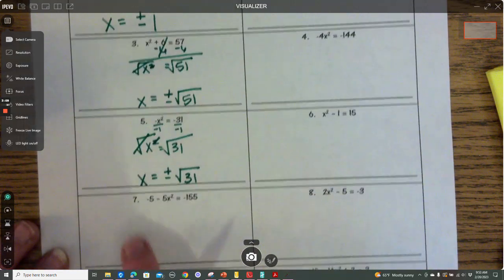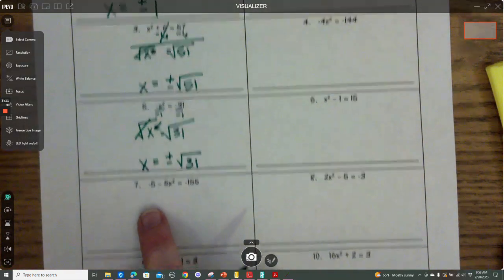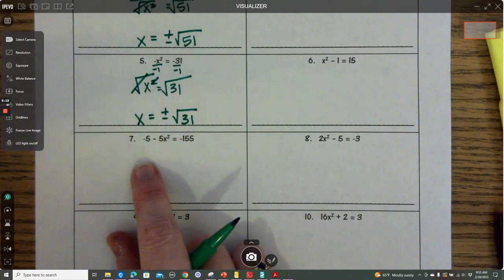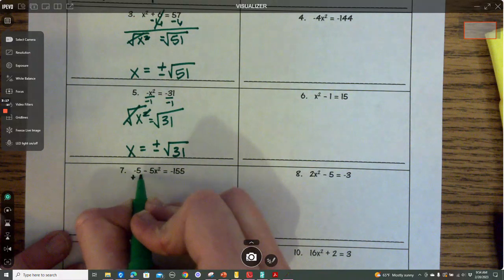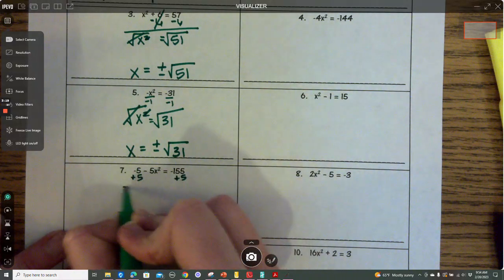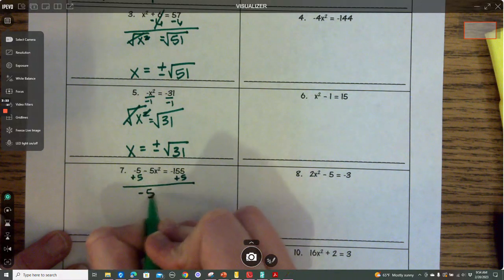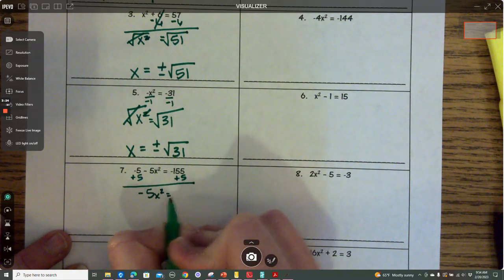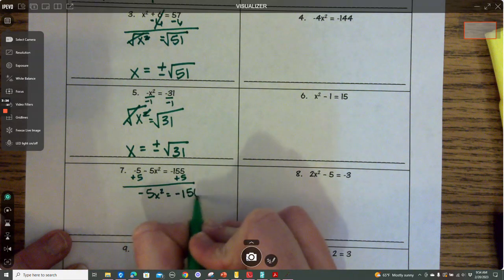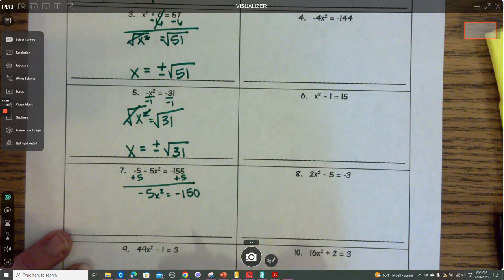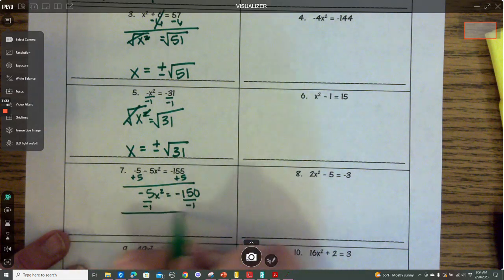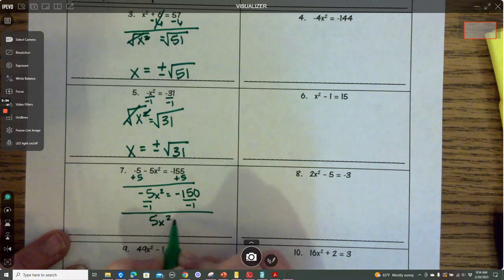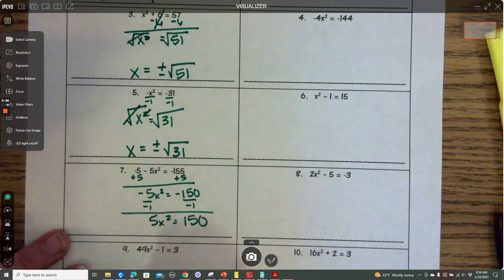I'm going to skip this one. Just make sure you're moving your pieces. And this one you're going to have to, well, let's get this one set up. So we're going to add 5 to both sides. So we're going to have negative 5x squared equals negative 150. And then we're going to divide by a negative 1 to make everything positive. So we're going to have 5x squared equals 150.